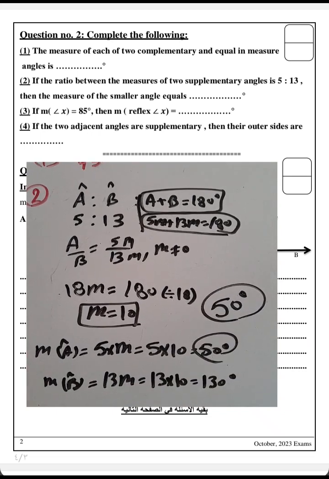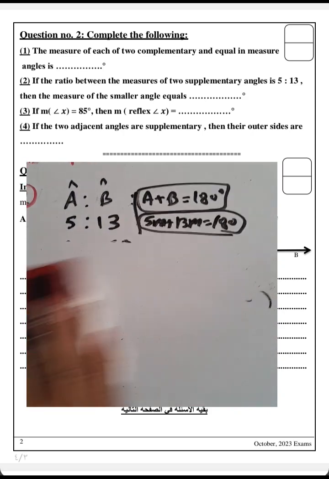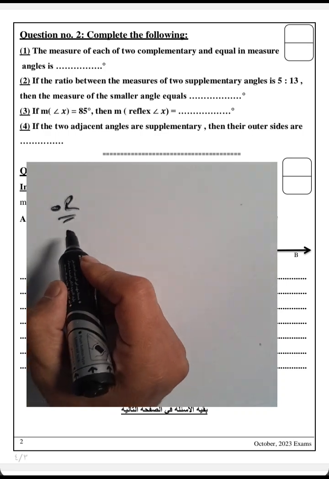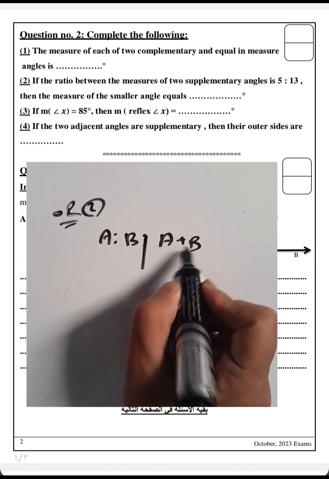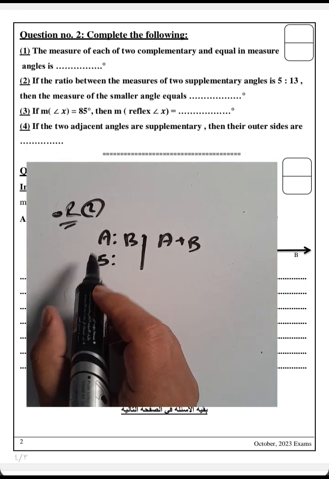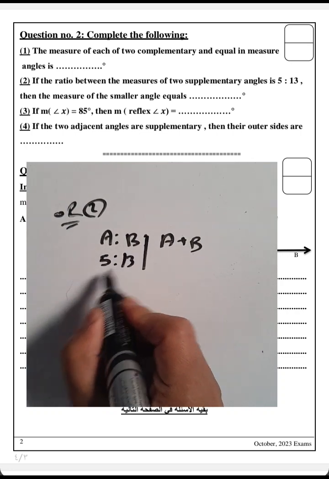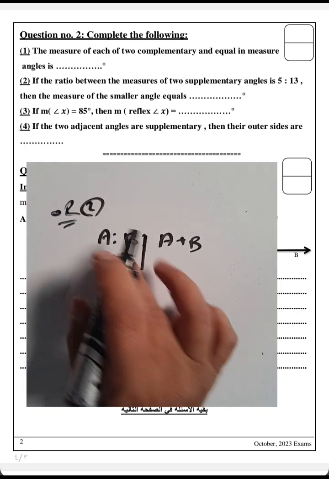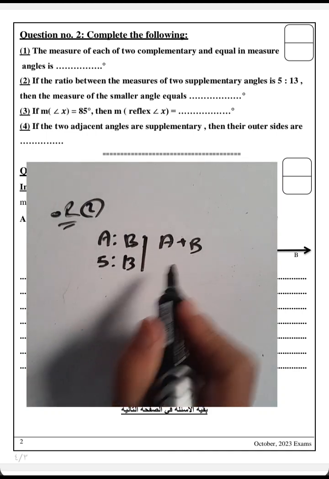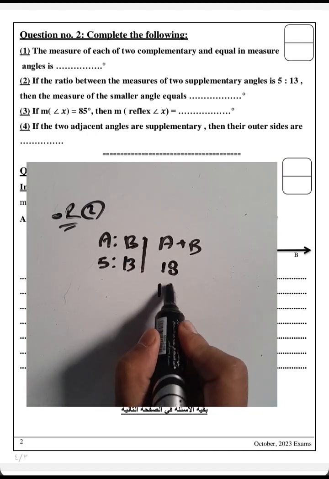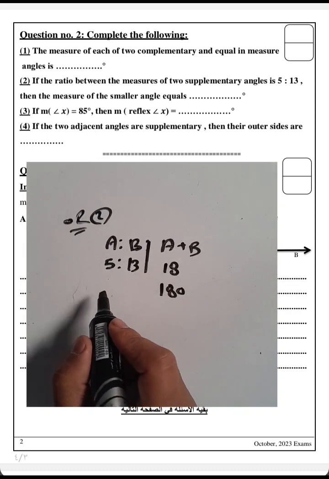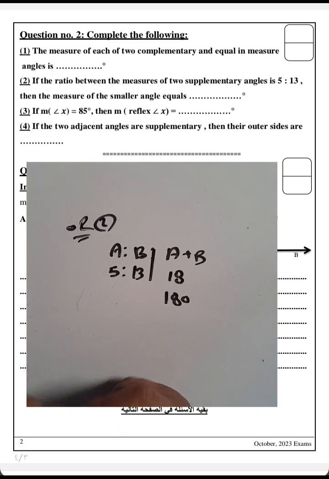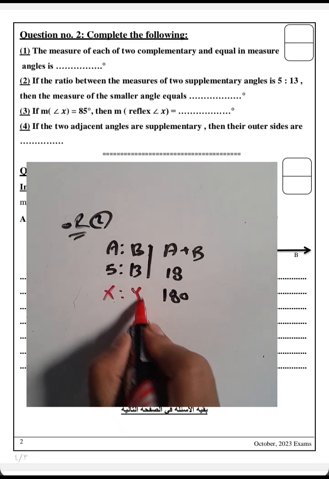You can solve this example by another method, okay? Or you can find the ratio. I will solve question number 2 again. We can find the first to the second to the sum. The ratio between them is 5 to 13. He gives us the ratio between A and B, and the sum of them, 5 plus 13, will be 18, and then we can find 180 down here because the sum of the measures of angles A and B equals 180. And then we can put here x refers to the measure of the first angle, and y refers to the second angle.